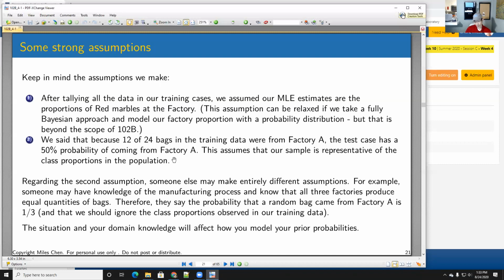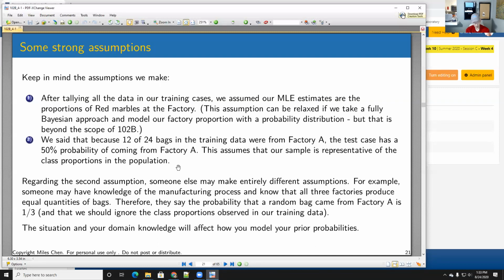Now we could relax that with a fully Bayesian approach, and we can say, well, maybe it's 0.61 or maybe it's 0.58 or something like that. But that would make things more complicated, and it's beyond the scope of what I want to cover in this class. And then the other big assumption was that in our training data, 12 out of the 24 bags came from factory A.